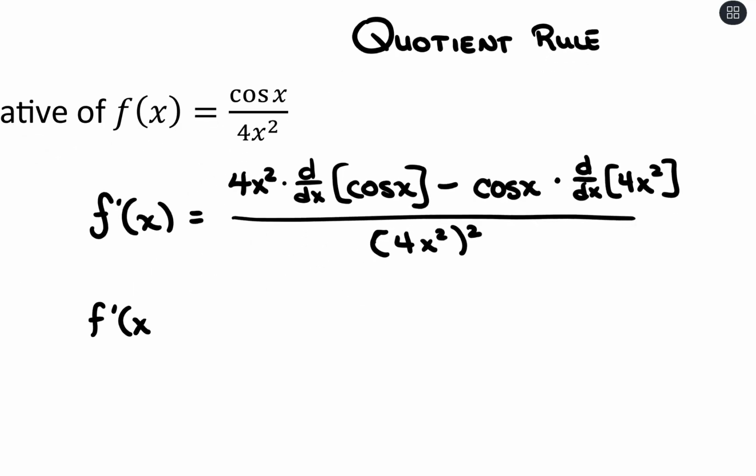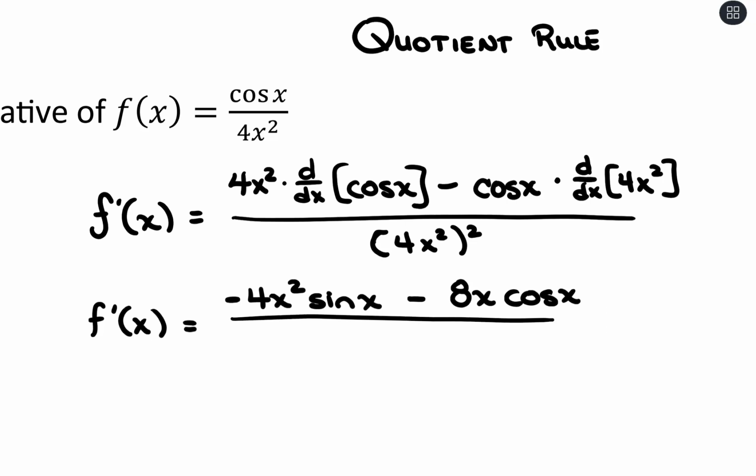Okay, so 4x squared times the derivative of cosine of x, which is negative sine of x. So I'm going to bring this negative out front and then multiply sine of x right there. And then minus derivative of 4x squared, which will be 8x times cosine x, all over 4 squared is 16. X squared squared is x to the 4th, multiplying those exponents.